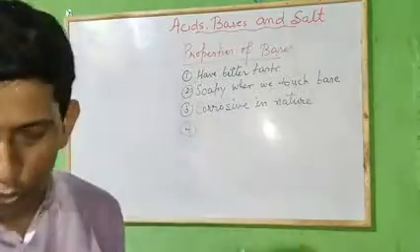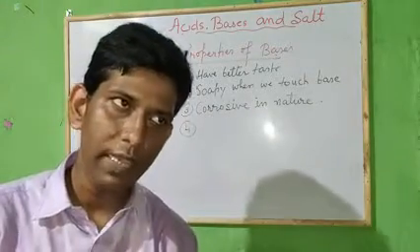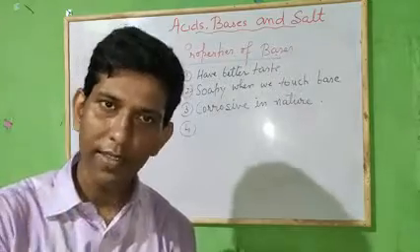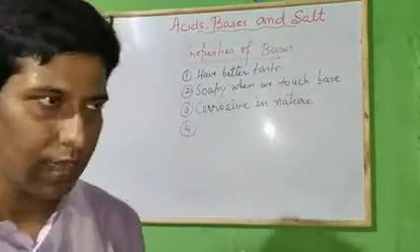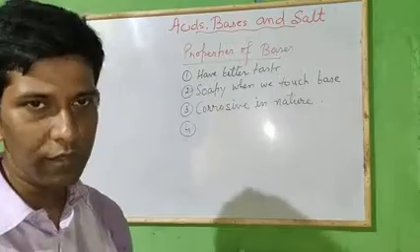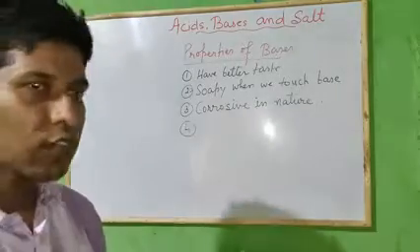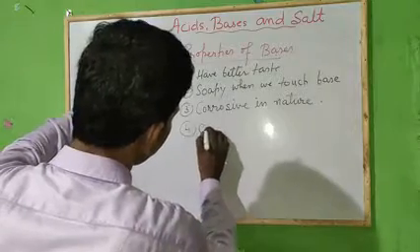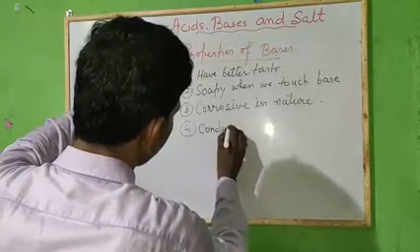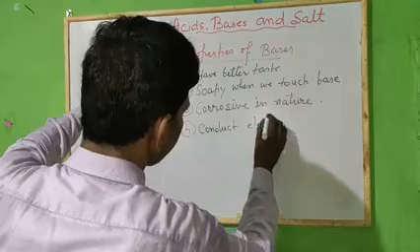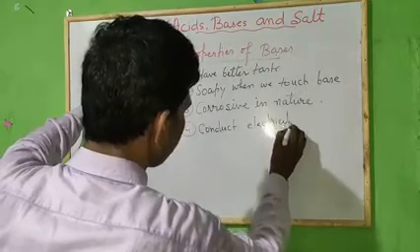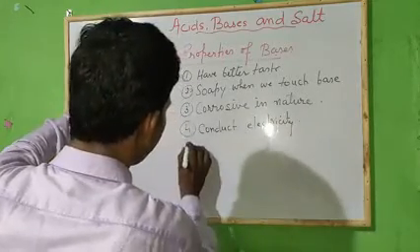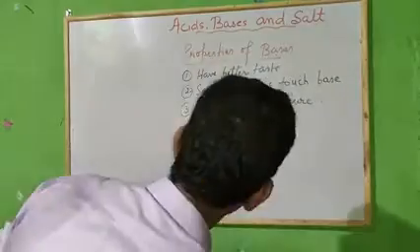The first and most important property is that bases conduct electricity. Already I have explained, and you are all aware, that when any chemical furnishes ions, it will conduct electricity. Bases furnish OH- ions. So if ion formation takes place, it will conduct electricity. Clear?